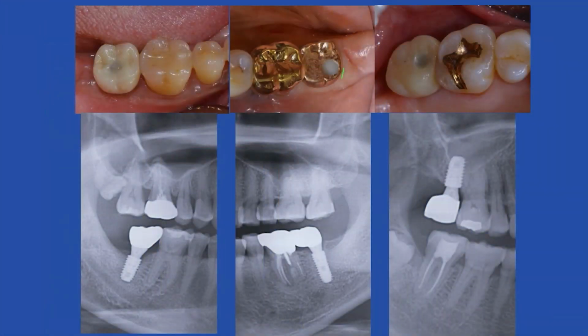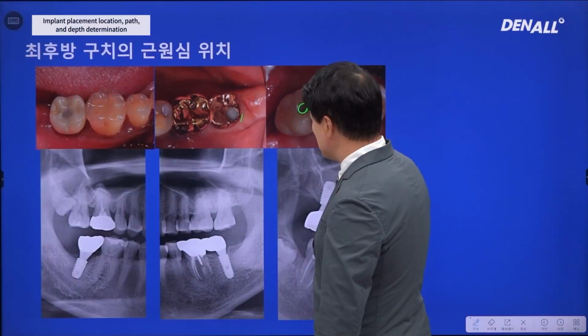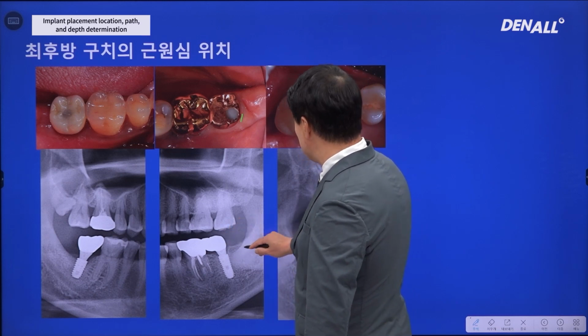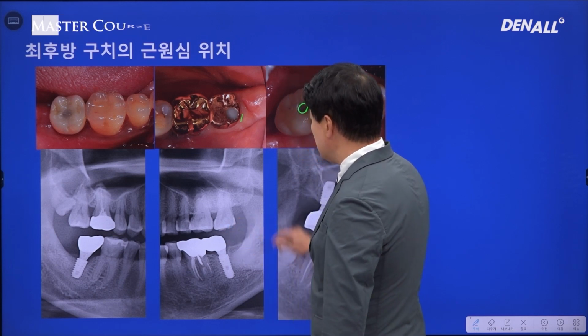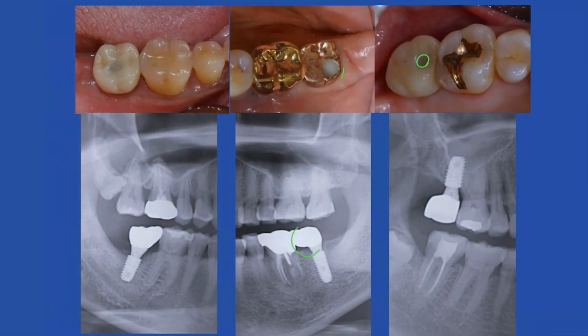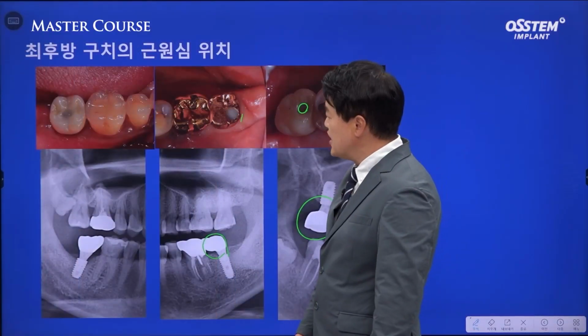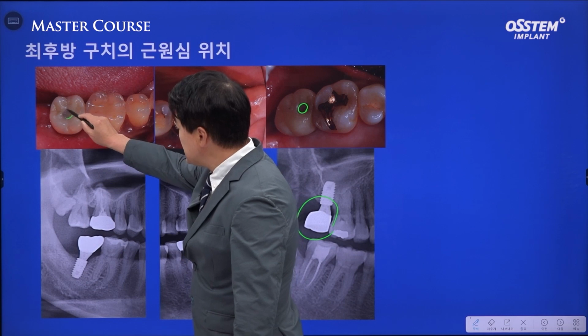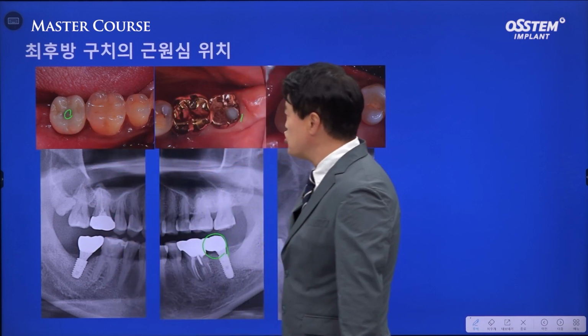This is distally positioned, and this is a mesially positioned prosthesis. So mesiodistally, in the most posterior tooth, the position is not good. So it is distally and mesially positioned. So an unideal emergence profile and prosthesis form is observed here. So as much as possible, the implant should be positioned at the center of the prosthesis.